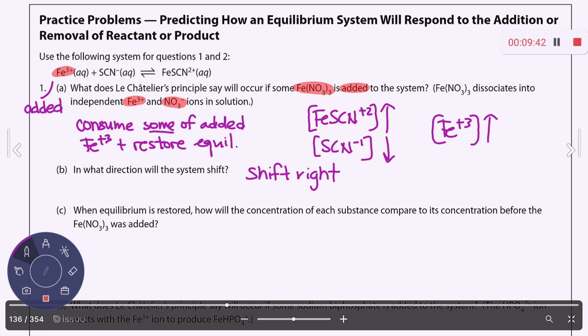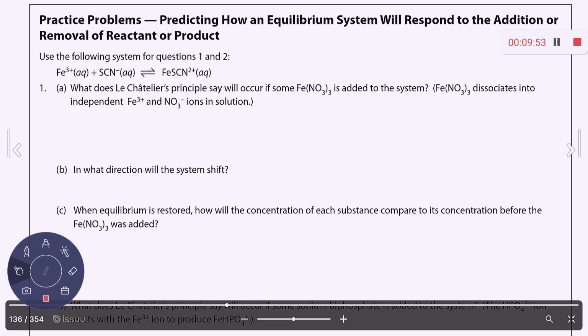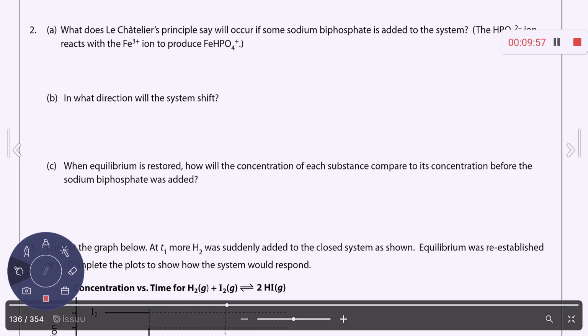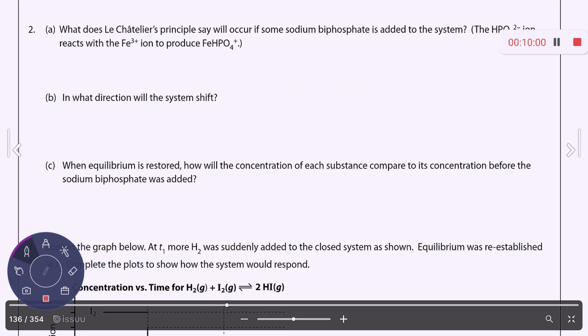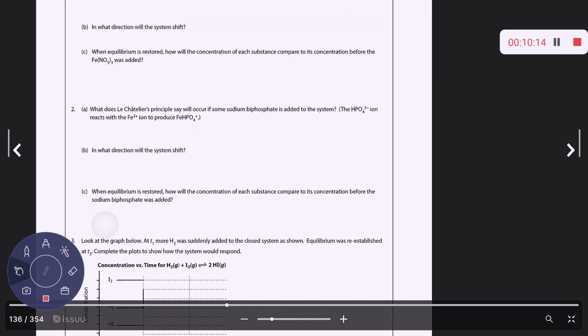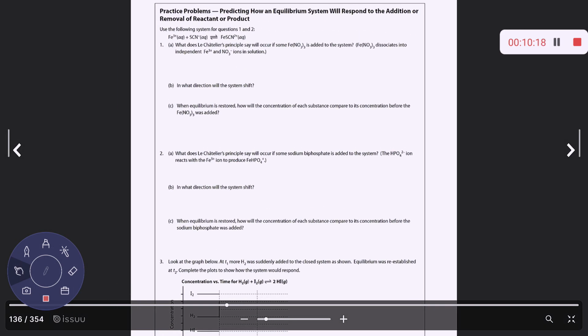Okay, let's take a look at number 2. Number 2, what does Le Chatelier's principle say will happen if some sodium biphosphate is added to the system? It says the biphosphate ion reacts with iron 3 ions. Okay, so am I adding iron 3 or am I consuming iron 3 by adding this sodium biphosphate? Sodium is an alkali metal, and all alkali metal compounds are soluble in water. That's why that separates into its ions. So if it's reacting with the iron 3, what's happening to this iron 3 ion? Is it going up or coming down?